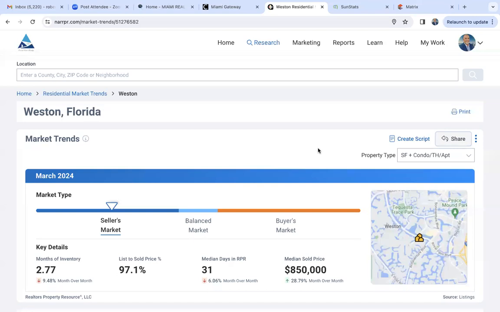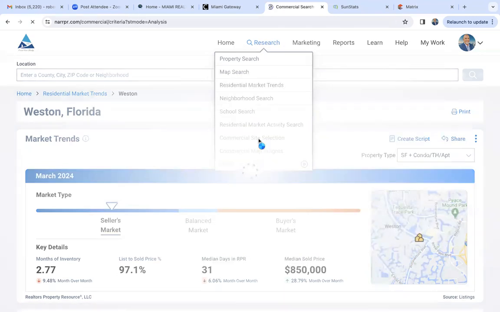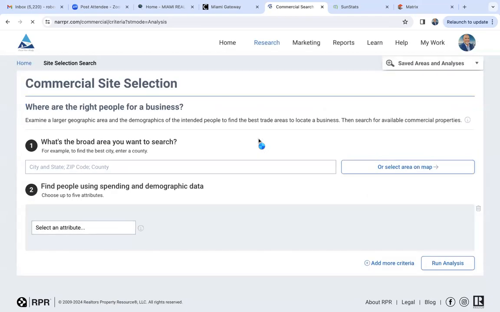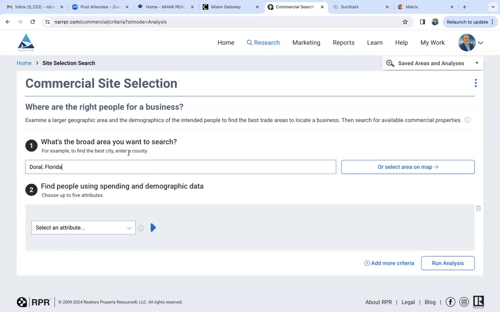Now, to go to the consumer data part, which is a very cool tool, you're going to go up here to where it says residential. And we're going to go ahead and click on consumer site selections. All right, let's click on that. All right, so let's say you have a client that is interested in the city of Doral, right? Let's start here. What's the broad area you want to search? Let's go with the city of Doral. Okay, so Doral, Florida.